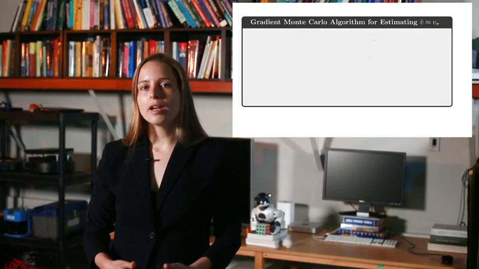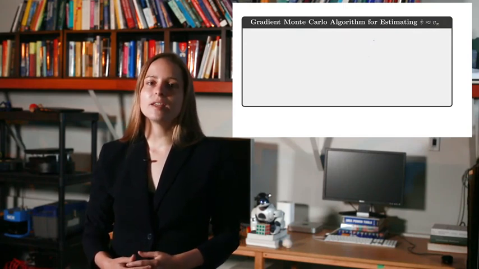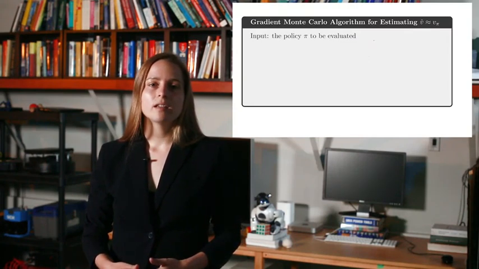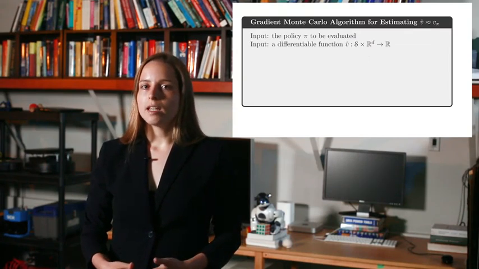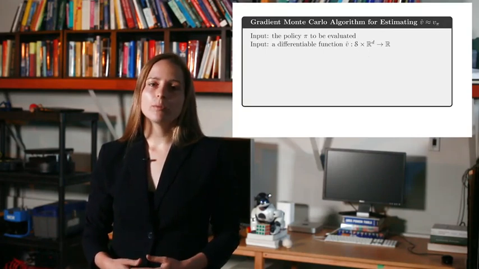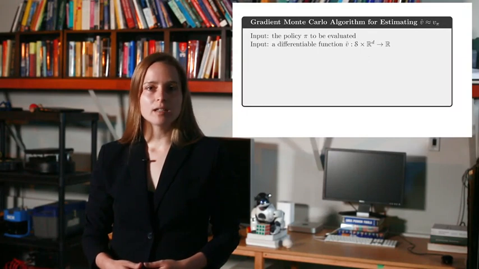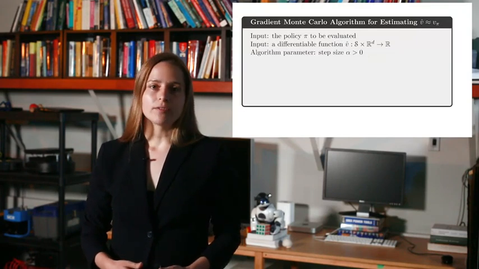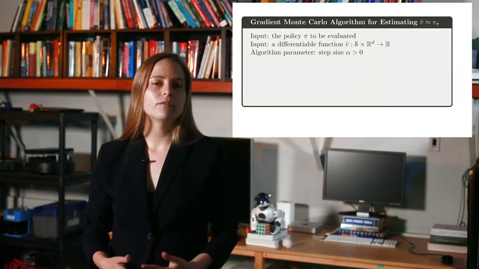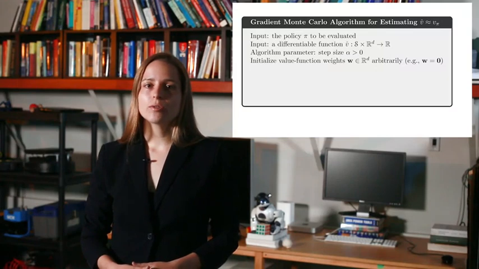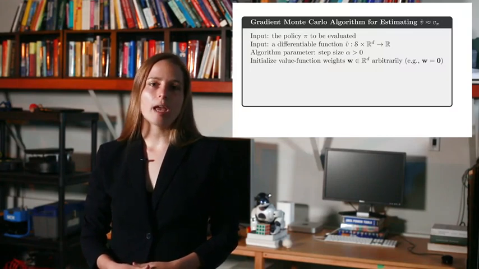This brings us to the gradient Monte Carlo algorithm for estimating v pi. We take any policy pi we wish to evaluate. We choose some function which maps states and weights to a real number, that is differentiable in the weights. For a given weight vector, this v hat is a function of state producing the approximate values. We choose a value of the step size alpha and initialize the weights parameterizing our estimate however we like, for example to 0. On each iteration, the agent interacts with the environment to generate a full episode.